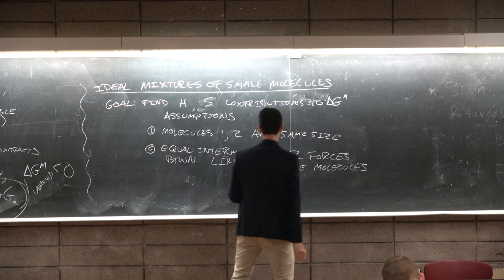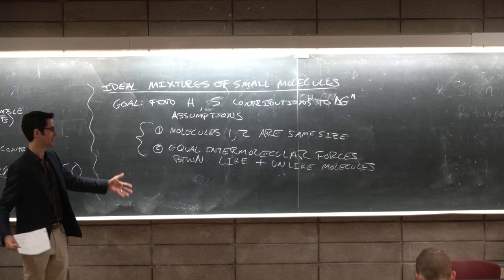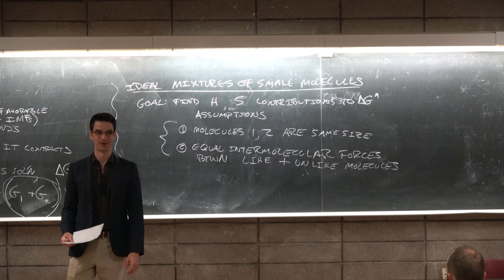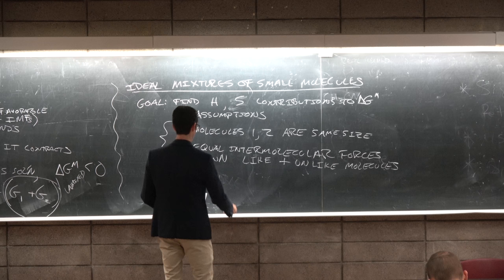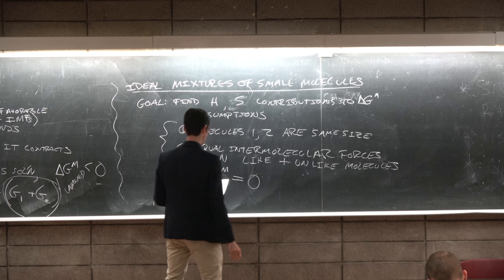Okay, these are the assumptions. This is what defines an ideal solution. This has a name in thermodynamics called an ideal solution. These are the two assumptions. Number 2 is quite powerful in that it does something to the delta H term. What is delta H if the molecules have equal intermolecular forces between themselves and between each other? Zero. Right. So because of 2, a consequence of 2 is that delta H M equals 0.